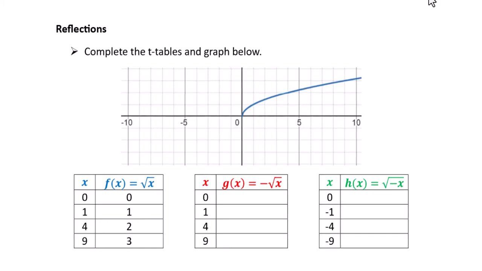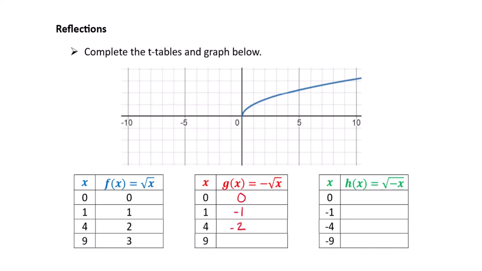Well, let's put our inputs there. Square root of 0 is 0 times the negative out front, we get a 0. The square root of 1 is 1, and multiplied by the negative out front, I get -1. With 4, the square root of 4 is 2 times the negative 1 is -2.